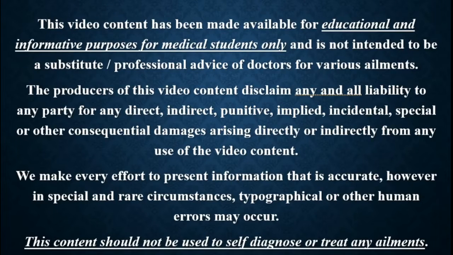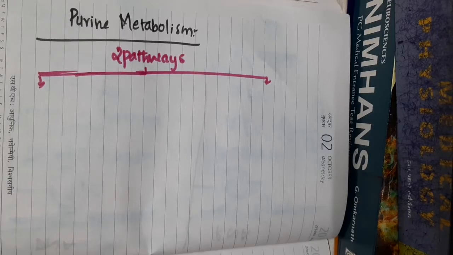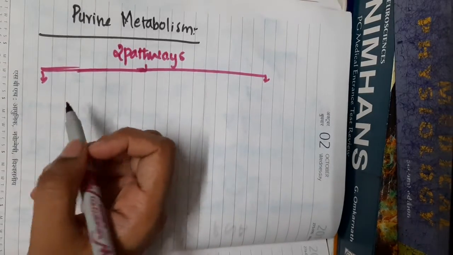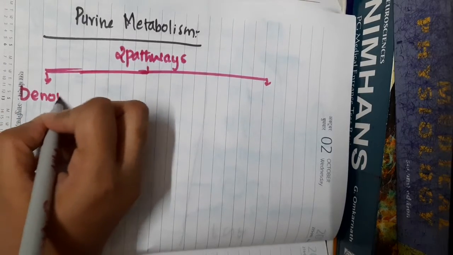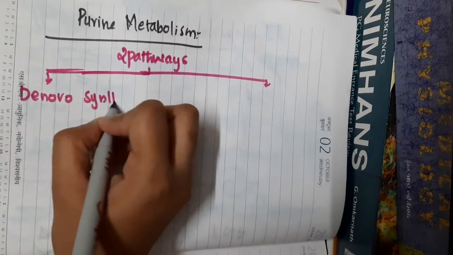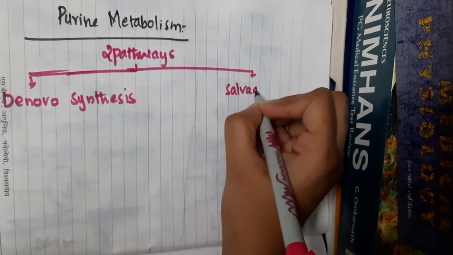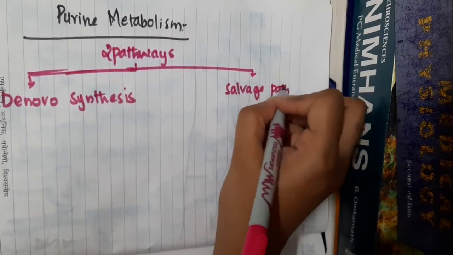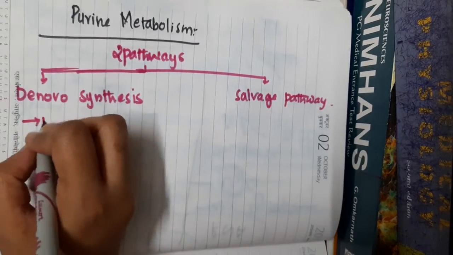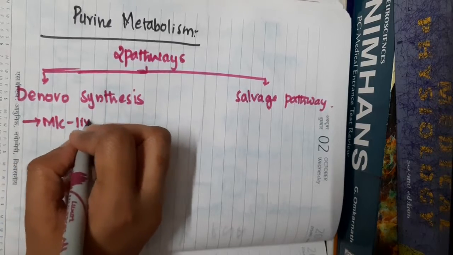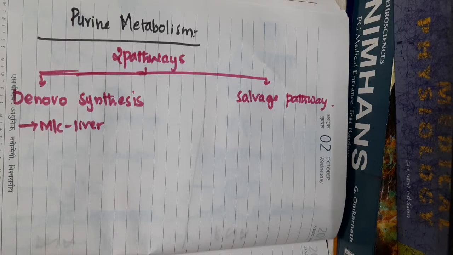In this lecture, we will learn about... Hello friends, let us now learn some important points about purine metabolism. Purine metabolism occurs by two pathways. One is de novo synthesis of purine. Second, we have the salvage pathway. De novo synthesis of purine occurs in tissues, most commonly in the liver.